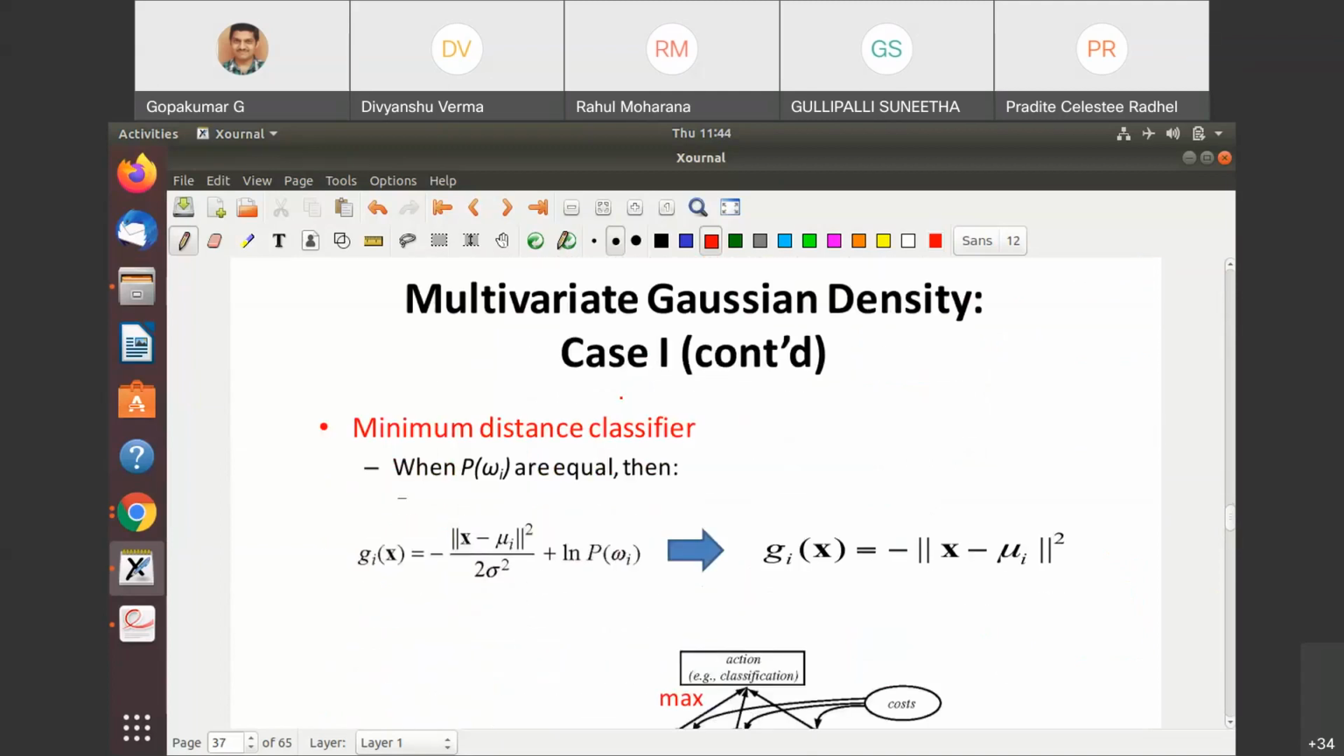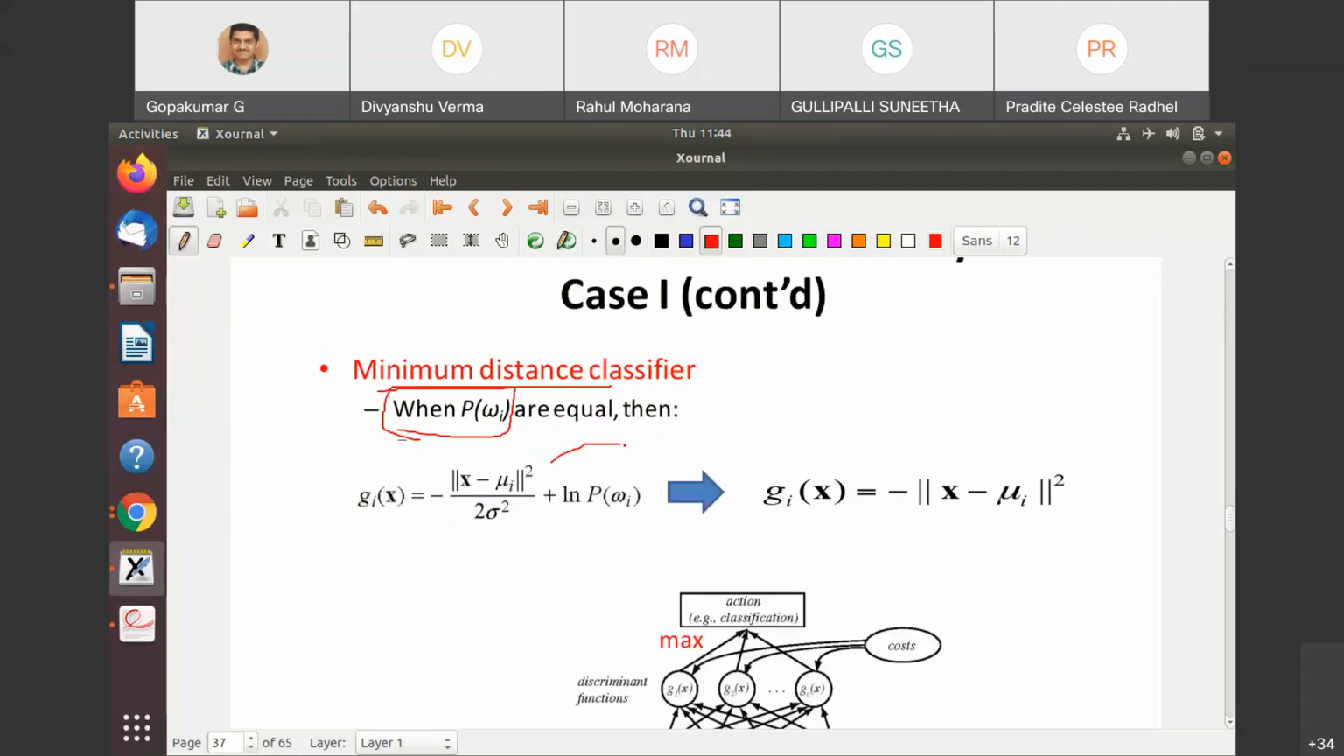Then if you look into another very specific case, suppose the P of w are actually the same, that is, prior probabilities are the same. Then we can say that this term we can just ignore, because our linear discriminant function is of this kind, and they are going to be the same value whether it is for w1 or w2. So then our discriminant function will be of this kind, minus the x minus mu i square. Here we look for g of x greater than, which is larger.